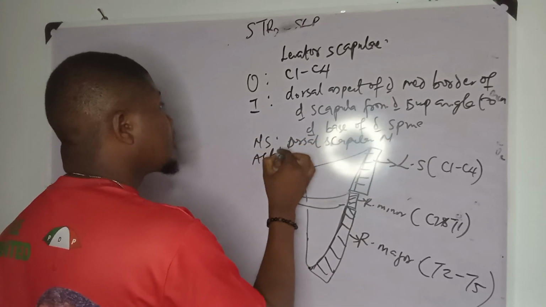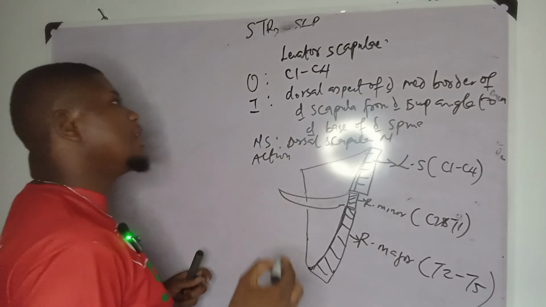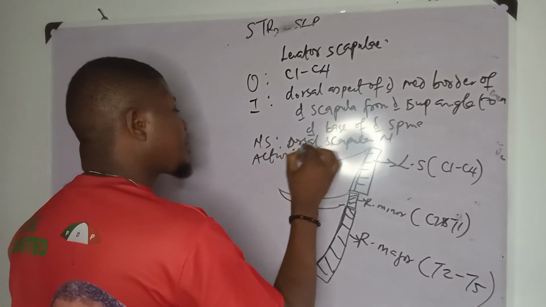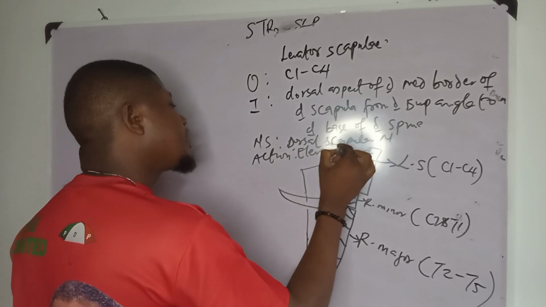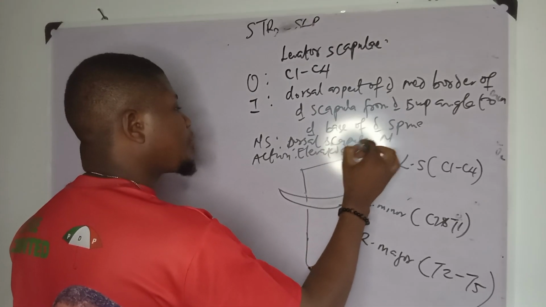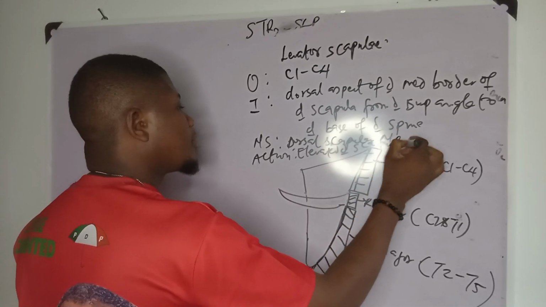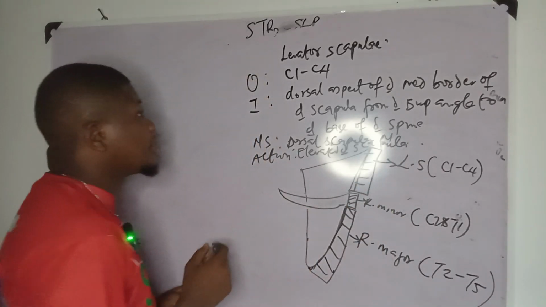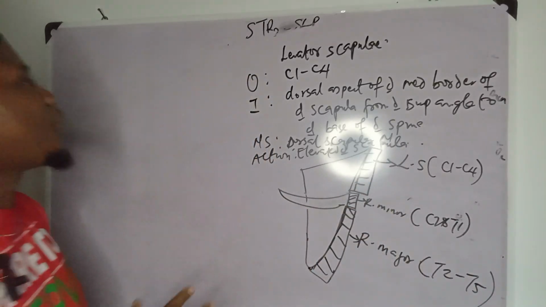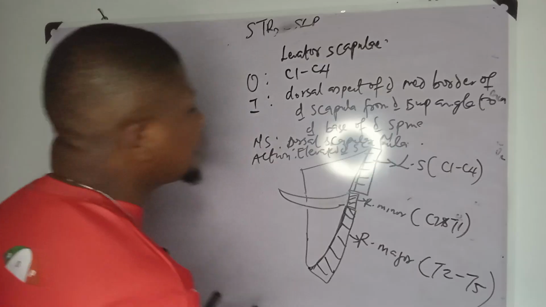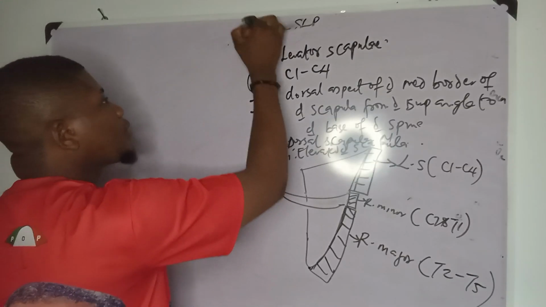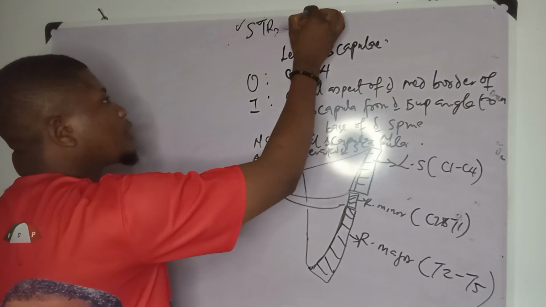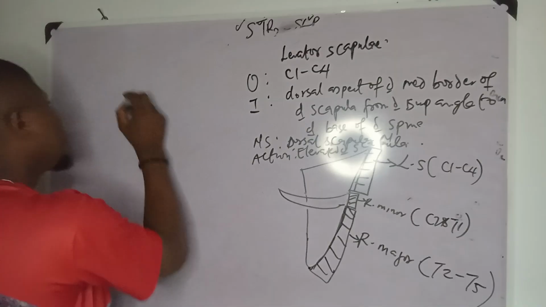Then action, from the word elevator scapula, it elevates the scapula. No unique feature about this muscle. We are done with this one, so let's do the rhomboids.